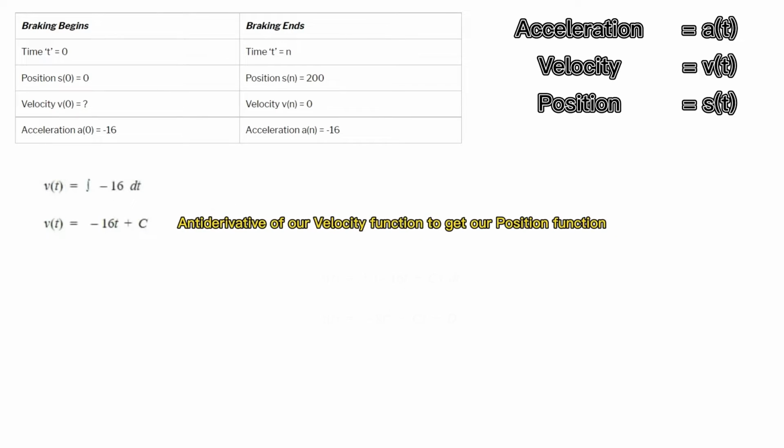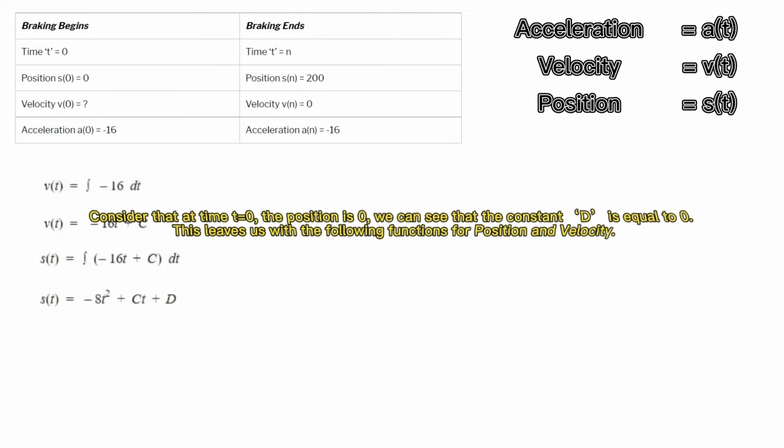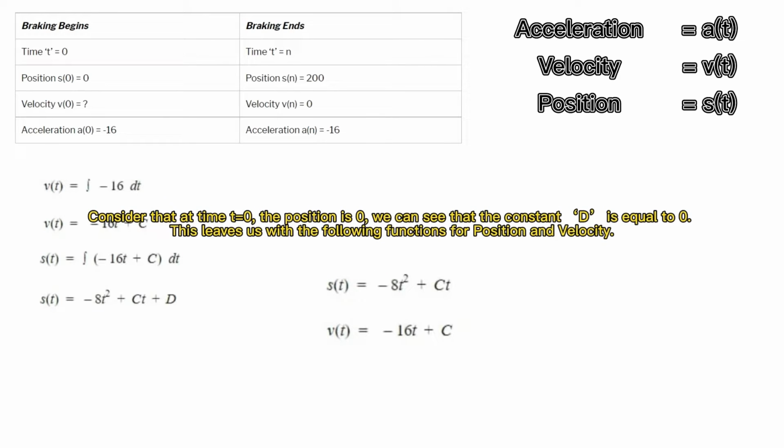Now let's take the antiderivative of our velocity function to get our position function. If we consider that at time t equal to 0, the position is 0, we can see that the constant d is equal to 0. This leaves us with the following functions for position and velocity.